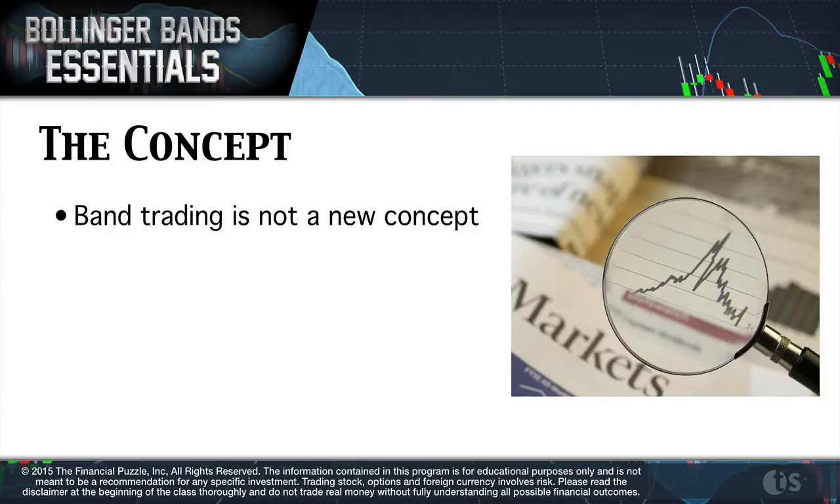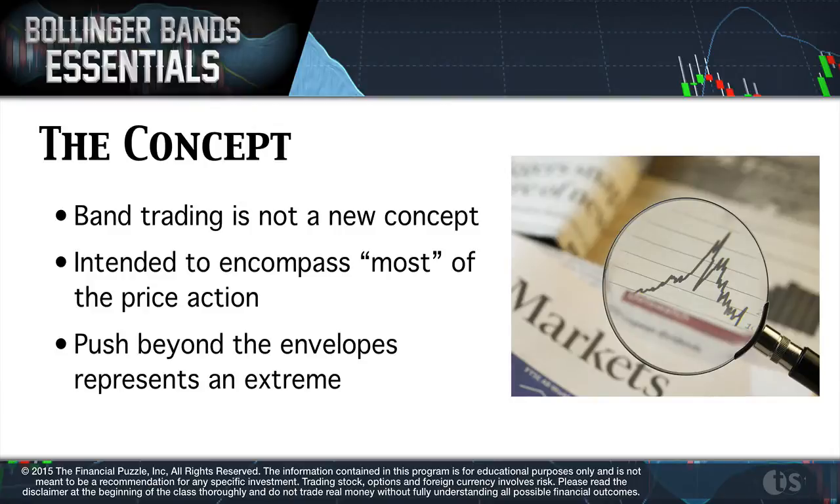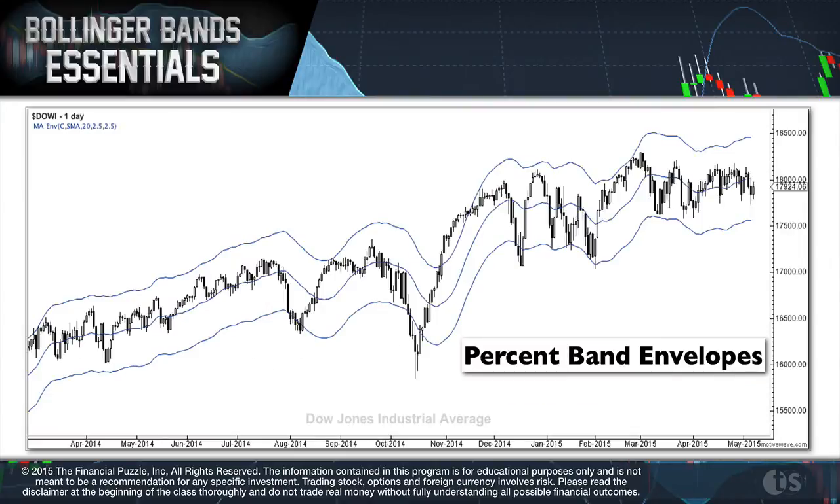Here's the overall concept. Bollinger Bands is a variation of band trading, and band trading in and of itself is not a new concept. The concept of band trading is to encompass most of the price action. And in theory, whenever the price pushes beyond the envelope or the band, it represents an extreme. Now, back in the 1960s and 70s and into the early 80s, the way this band system was used was with a system of bands that we call percent bands. I'm going to put those up on the screen now, and you're going to see, wow, that looks very similar to your Bollinger Band, but it's very different.